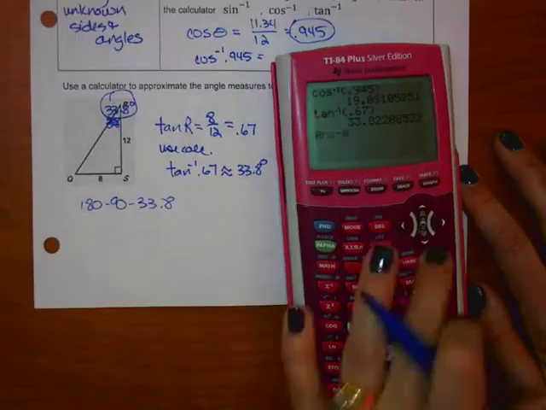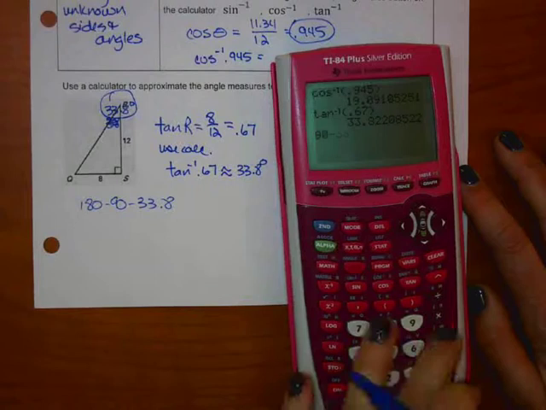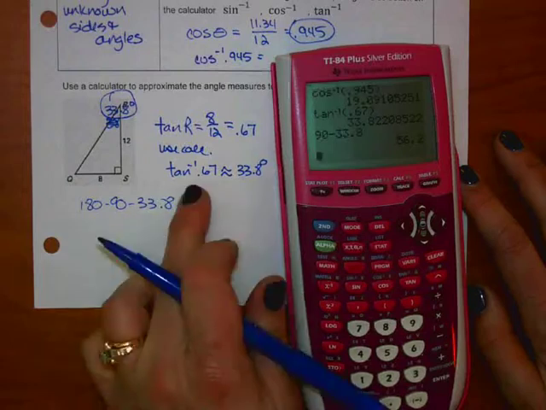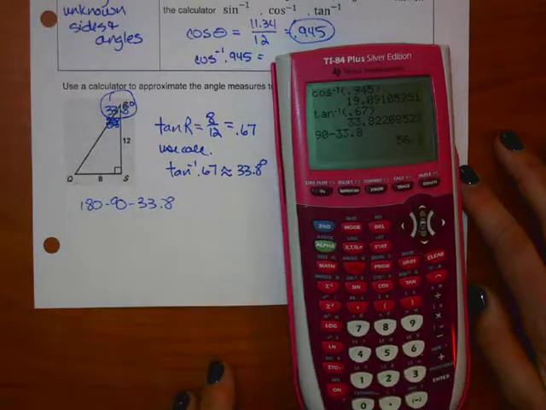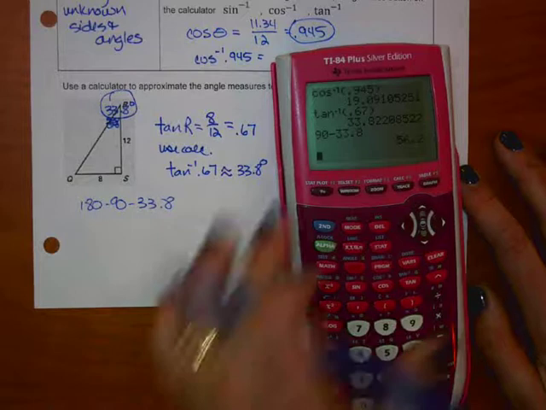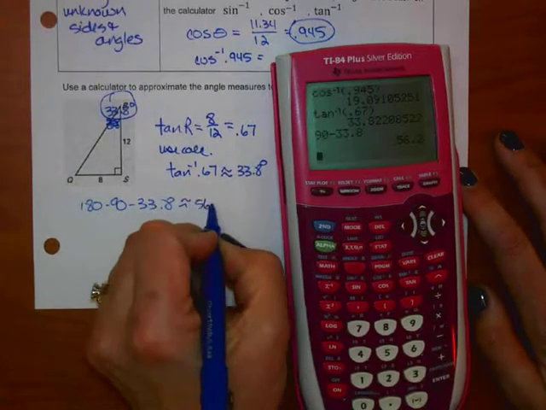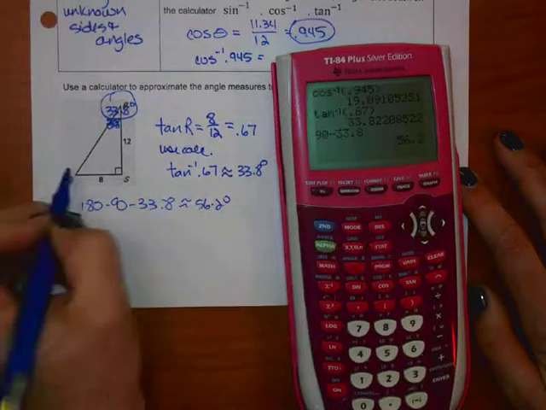Why did my calculator get 47? It's in degrees. Did you use tangent? Try it again. Maybe you used cosine. So that's approximately 56.2 degrees. So angle Q, whatever that is, 56.2 degrees. Doable?